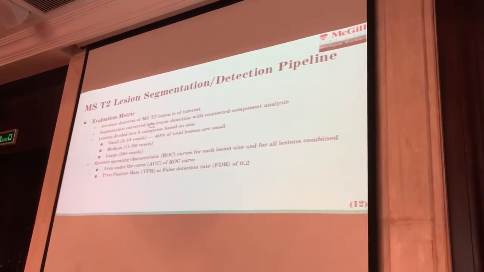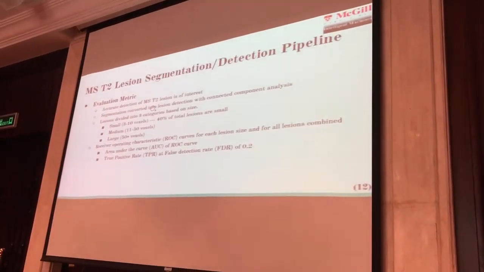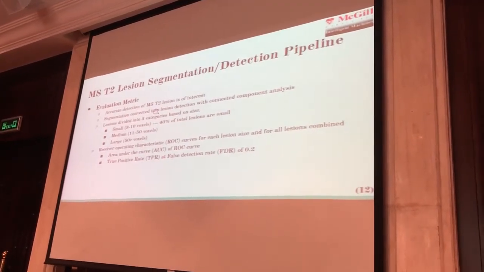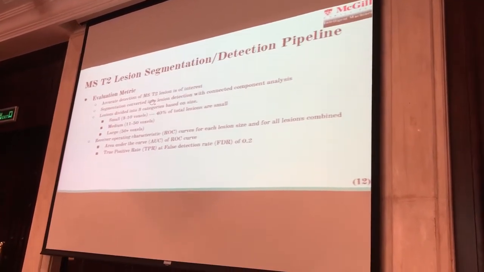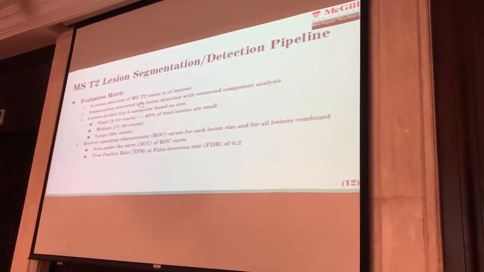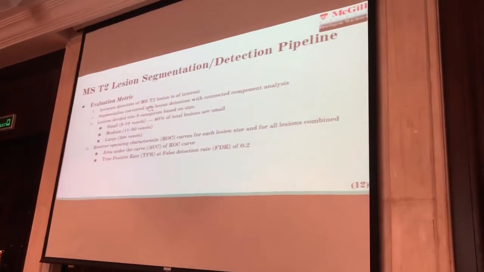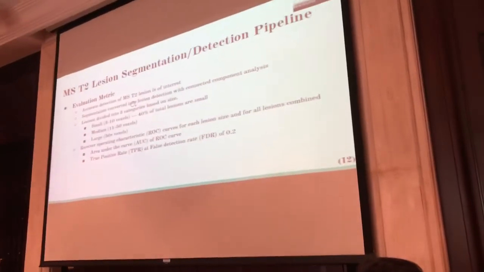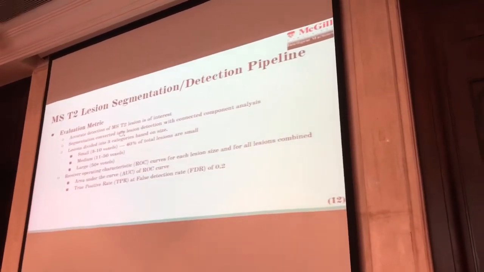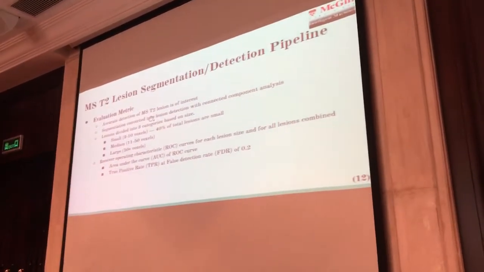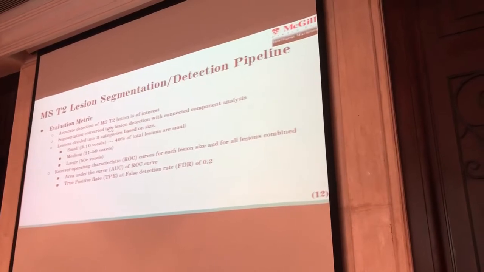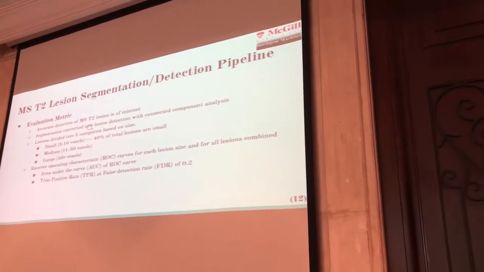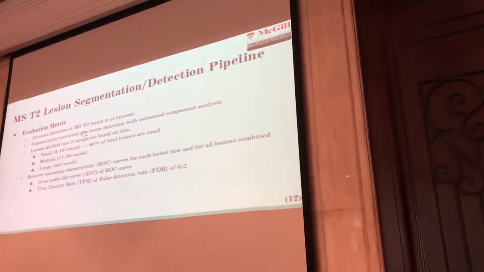Please note that small lesions are the hardest to segment because they are 3 to 10 voxels, but 40% of the total lesions are small lesions. So it will be good if you get higher performance in small lesions. So for all these lesion types, we plot receiver operating curves, we calculate area under the curve for them, and we also report true positive rate at false detection rate of 0.2, which is a clinically relevant point according to the clinicians.